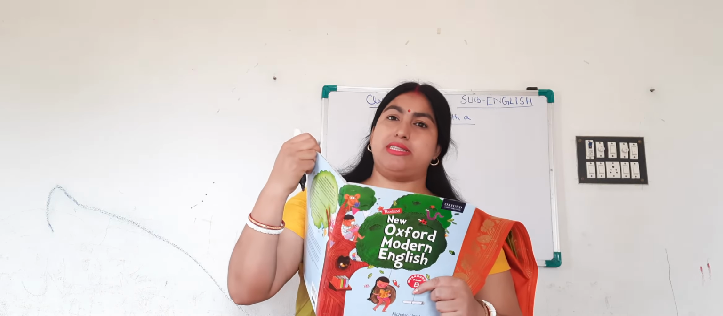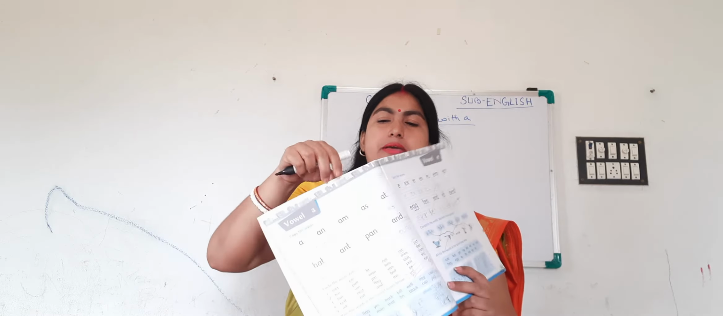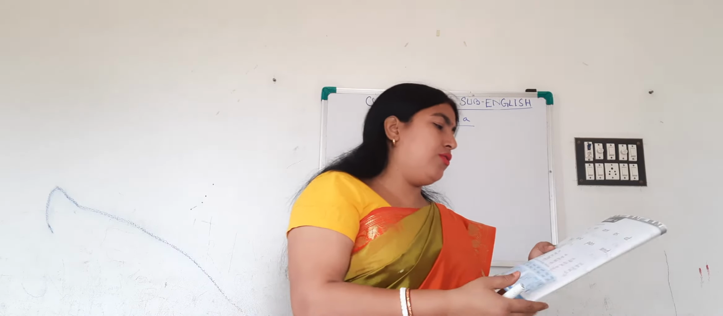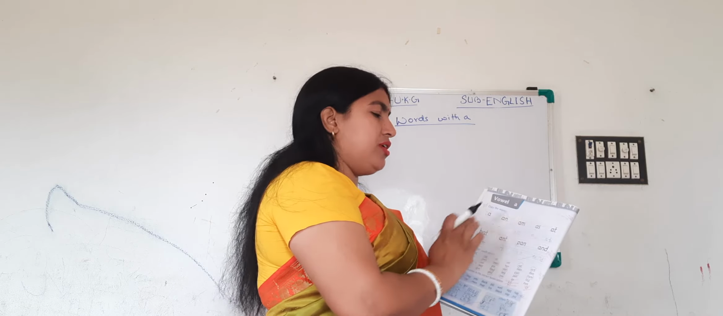So open page number 10 of your Oxford book. All of you take out your pencil, eraser and open page number 10. A page. Got it? Now, look here. There are some words. Copy the words.